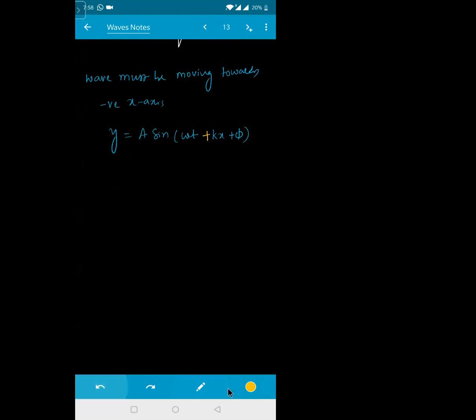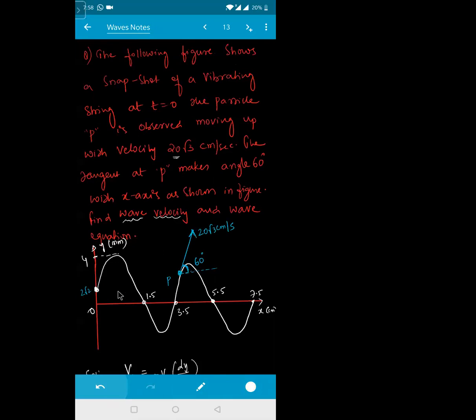Okay, I'll try to find omega first. Wave velocity v equals omega by k. What is the wavelength, beta, given? Lambda value is how much? Can anyone tell? Lambda means one complete wave. Now tell me what is one complete wave there? 3.5. 3.5, right?